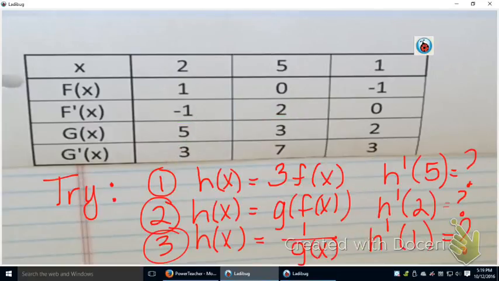Okay, here's your try problems. H of x equals 3f of x, find h prime of 5. H of x equals g of f of x, find h prime of 2. And h of x equals 1 over g of x, find h prime of 1.